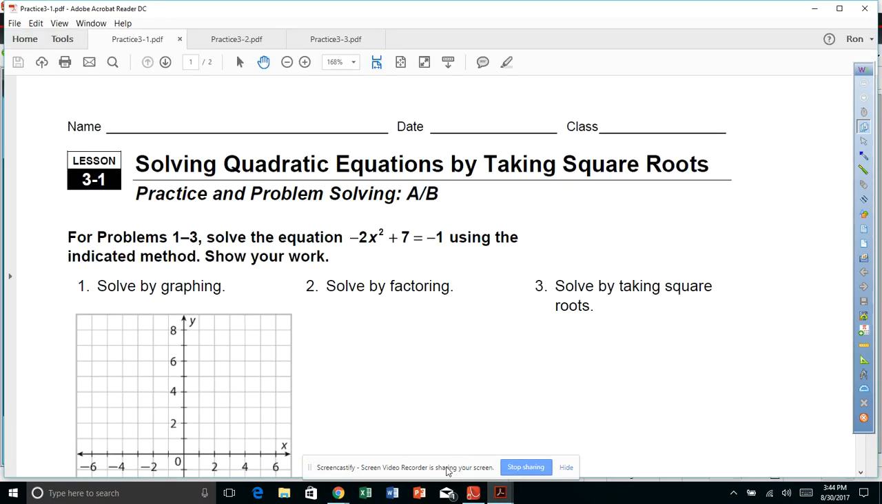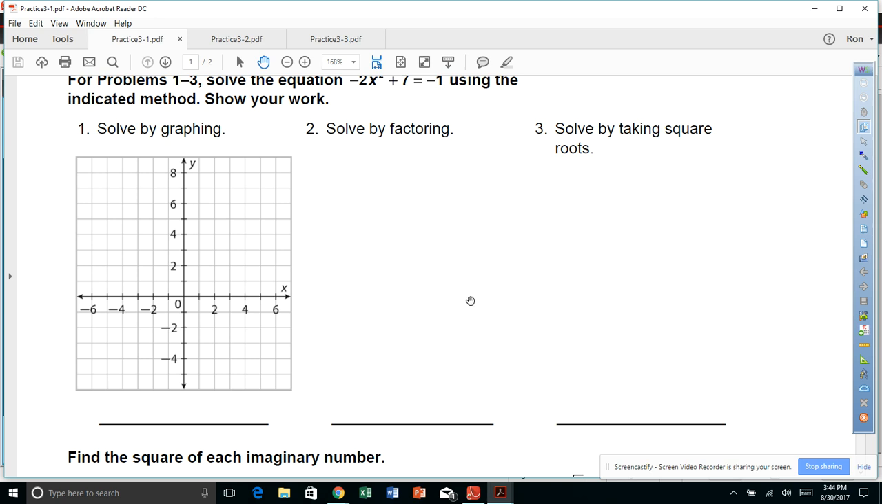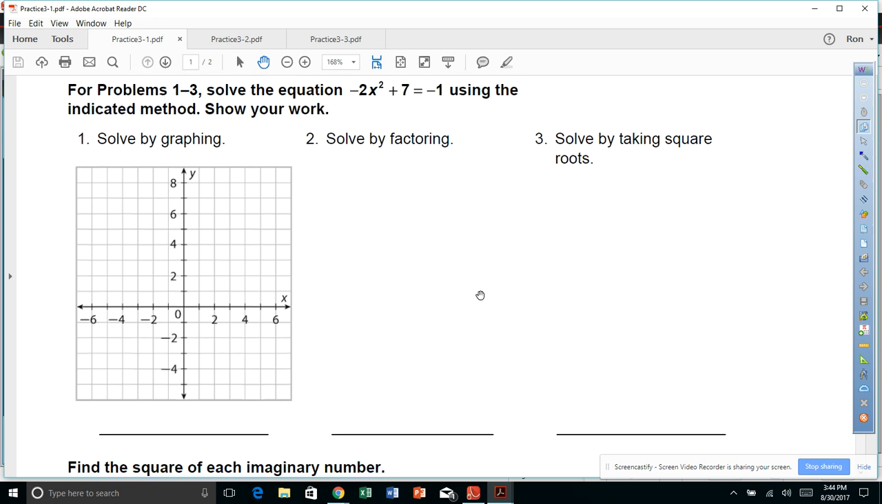Practice 3-1. This is the practice for the Module 3 exam. For problems 1 through 3, solve the equation negative 2x squared plus 7 equals 1 using the indicated method.